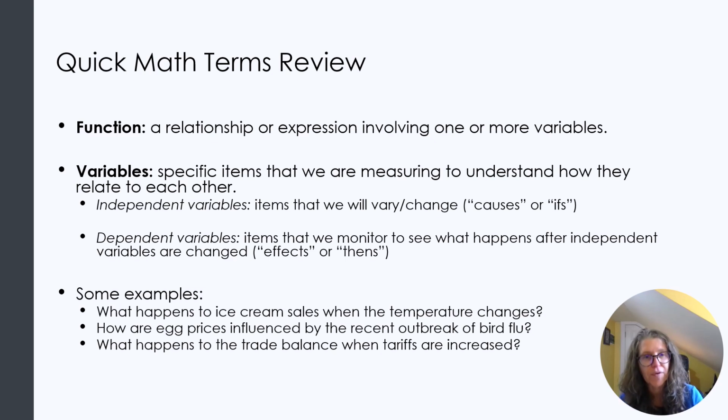More recent to many of us, how are egg prices influenced by the recent outbreak of bird flu? Well, what changed? What varied? It was the outbreak of bird flu. So it was not there, then it grew, and then it lessened, right? So it went up and it went back down. That's your independent variable. The thing that we watched as an effect of that bird flu that we're wondering what happened to it, the egg price.